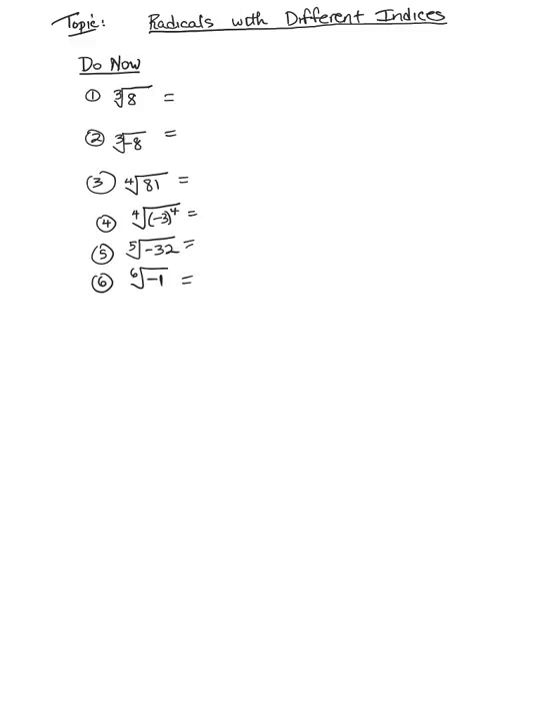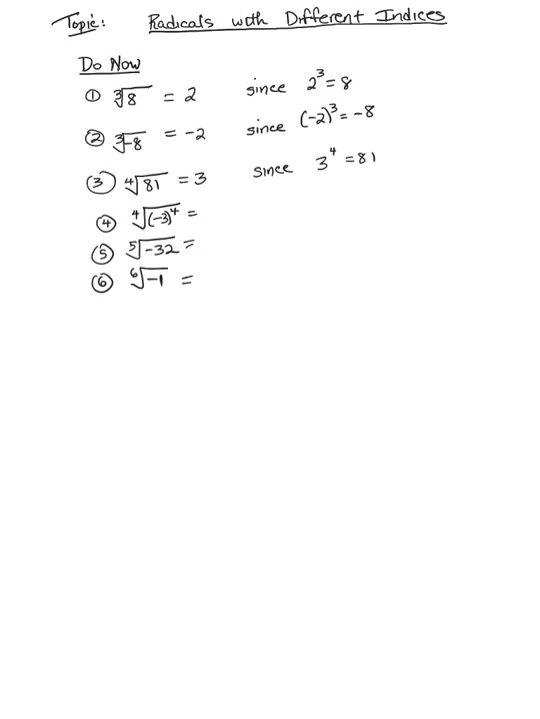Okay, so let's go over these problems. So the cubed root of 8 is 2, and the reason is because 2 to the third is 8. The cubed root of negative 8 is negative 2, since negative 2 to the third is negative 8. The fourth root of 81 is 3, since 3 to the fourth is 81.